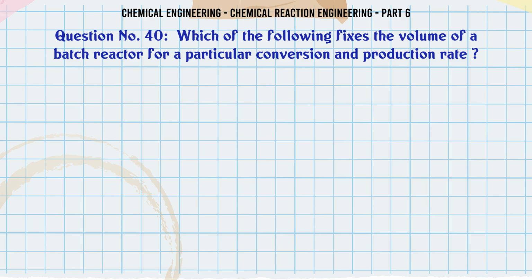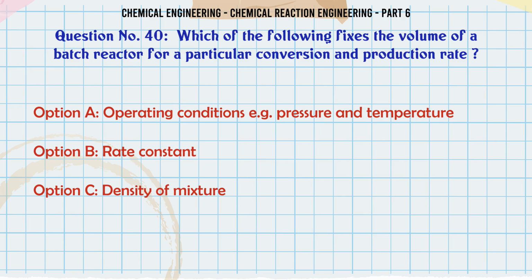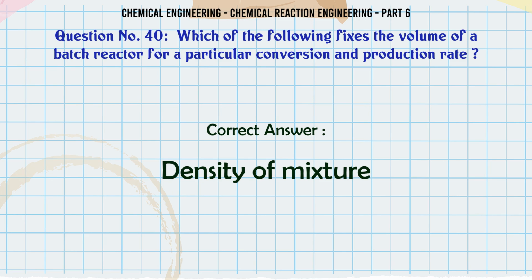Which of the following fixes the volume of a batch reactor for a particular conversion and production rate? A. Operating conditions, e.g. pressure and temperature. B. Rate constant. C. Density of mixture. D. None of these. The correct answer is density of mixture.